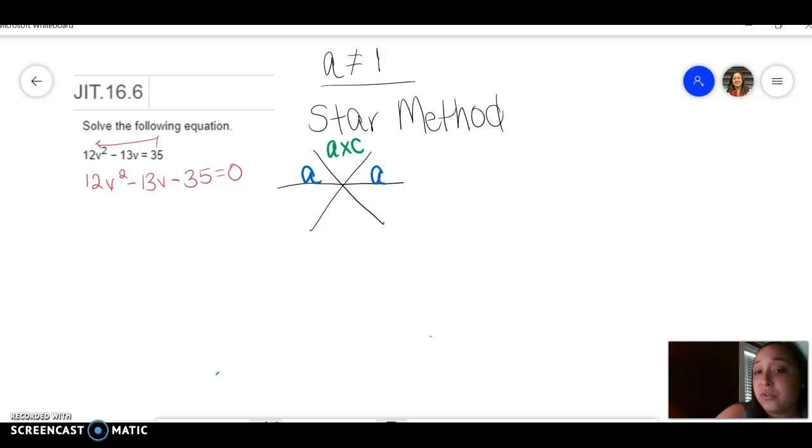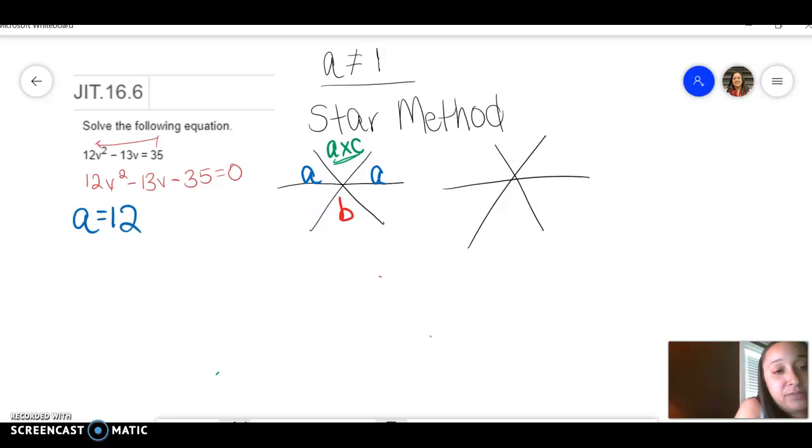Your factors, A times C, is going to go on top, and on the bottom we're going to put B, which is that middle term. Okay, so let's fill this out. Let's go to the side and use the trinomial I have here and fill in the star and see what happens. My A in this trinomial happens to be a positive 12, so I'm going to put 12 on both sides of that star.